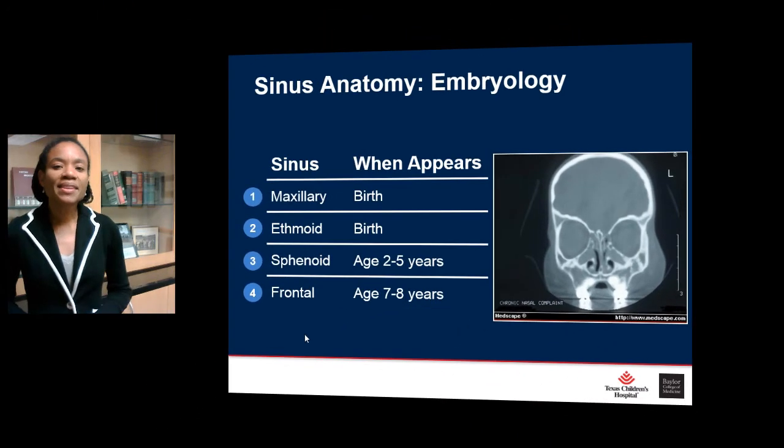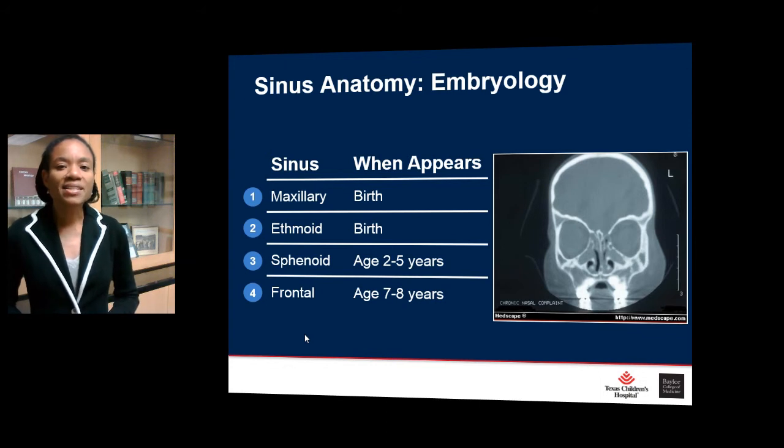Let's take a look at the embryology of sinus formation. This slide reminds us that at birth, only the maxillary and the ethmoid sinuses are formed. The sphenoid sinuses form next between the age of 2 and 5 years, and the frontal sinus forms later between the age of 7 and 8 years. And remember that these continue to develop into adolescence.